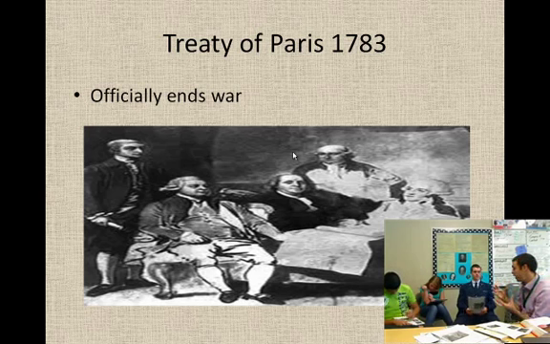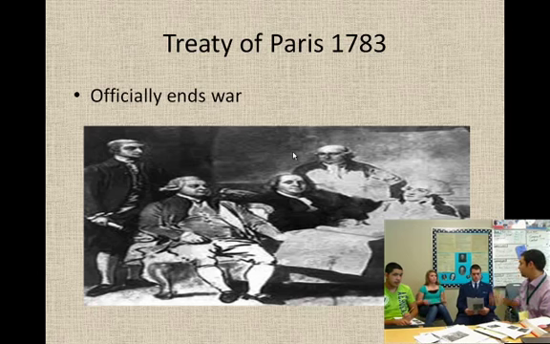Now, what you're going to see, what happens next, is that government that they came up with, the Articles of Confederation, they don't really work out. So you're going to see that they need to start meeting again to come up with a new idea for a government, a.k.a. the Constitution. We'll get to that in the next unit.